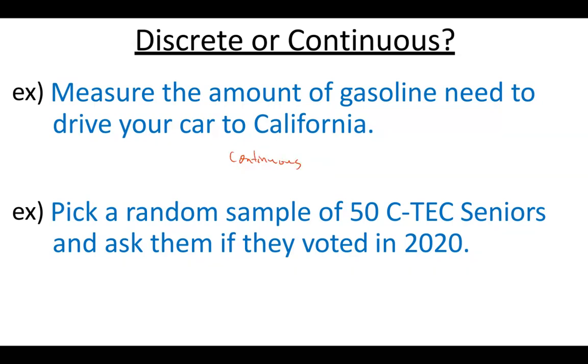Pick a random sample of 50 CTEC seniors and ask them if they voted. Think about the results of that. Let's say it's 23 that voted. You're not going to have 23.7 people that voted, right? So they're going to be 23 or 24 or 25. It's going to be whole numbers, something that you could count. So this is discrete.